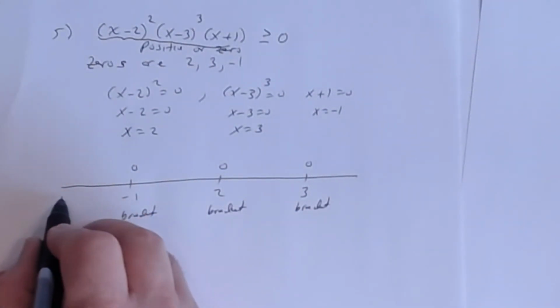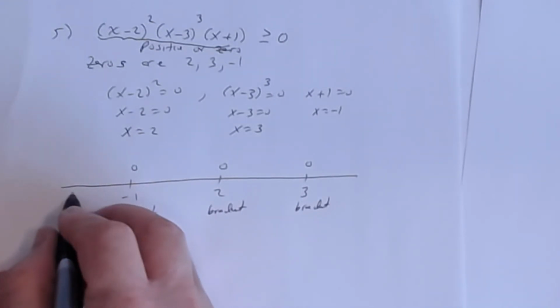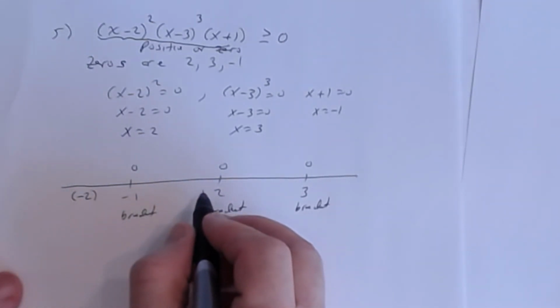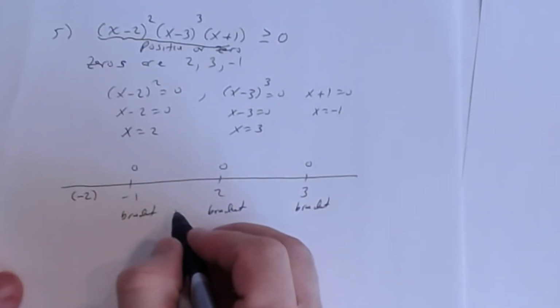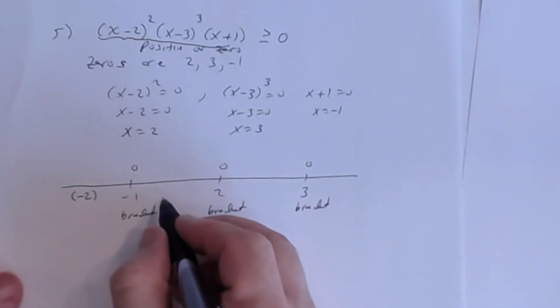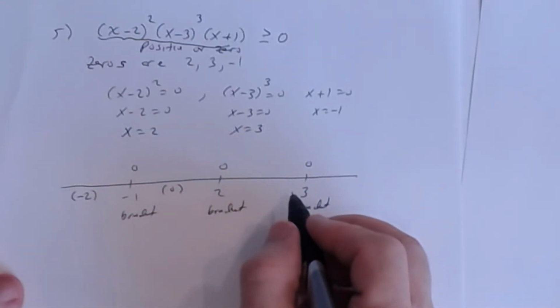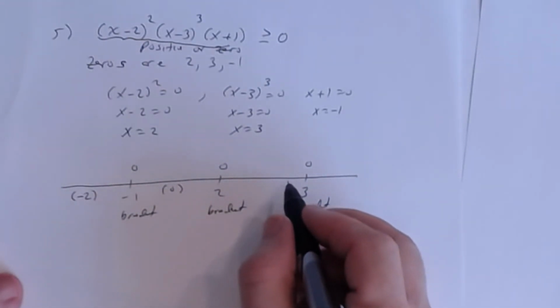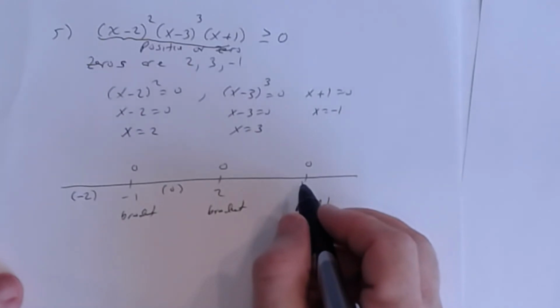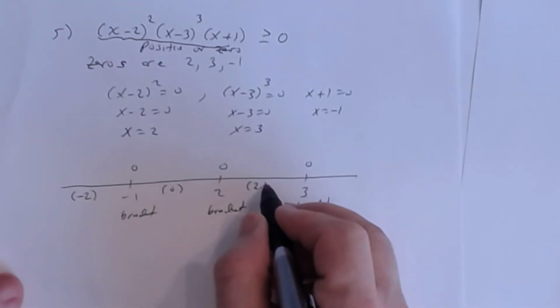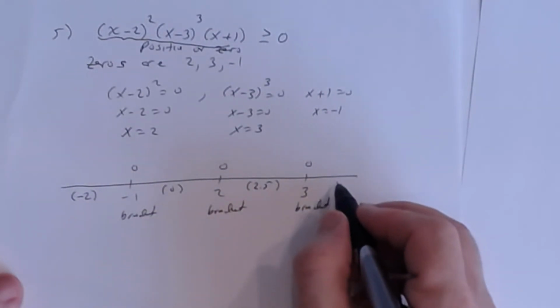All right, test points. Let's pick a test point between negative infinity and negative 1. So let's say negative 2. Between negative 1 and 2, there's only two integers, 0 and 1, and let's use 0. Between 2 and 3, there are no integers. There are an infinite number of real numbers here. So let's use 2.5. And then for 3 to infinity, let's use 4.